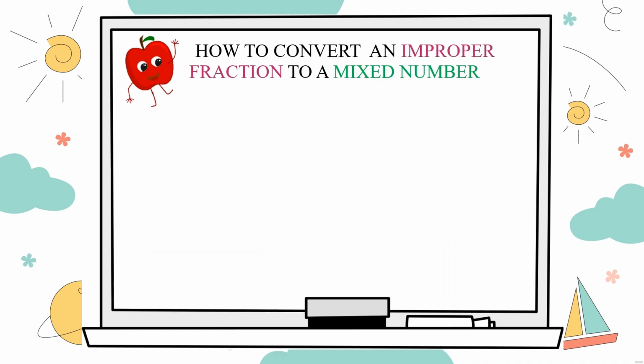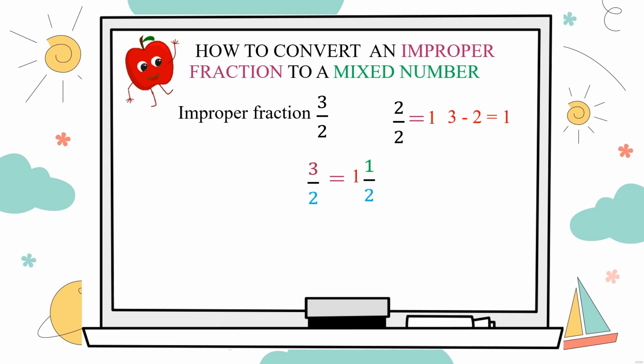How to convert an improper fraction to a mixed number without visualizing orange, apple, pizza as you did in the previous case. I am taking here 3 by 2, an improper fraction. You have to see 2 goes in 3 how many times? It goes 1 time. I can write it like this also. 2 by 2 is 1 and 3 minus 2 is 1 remaining. So 3 by 2 I can write it as 1 1 by 2.